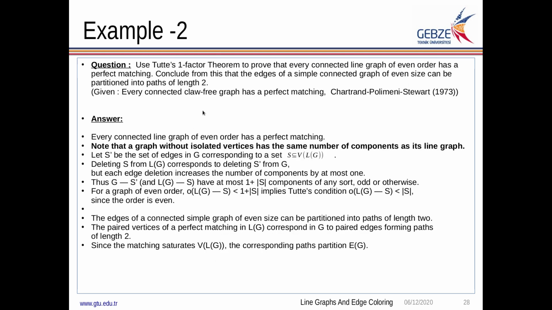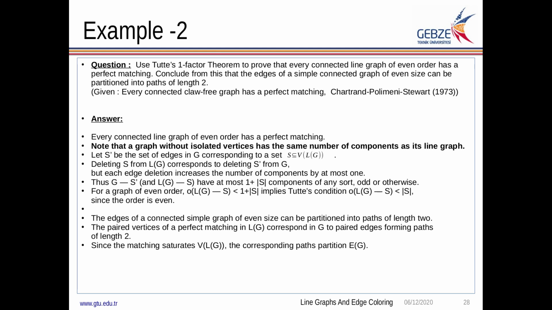And the last example question. Use Tutte's 1-factor theorem to prove that every connected line graph of even order has a perfect matching. Conclude from this that the edges of a simple connected graph of even size can be partitioned into paths of length 2. Every connected claw-free graph of even order has a perfect matching is given. So our answer is every connected line graph of even order has a perfect matching.